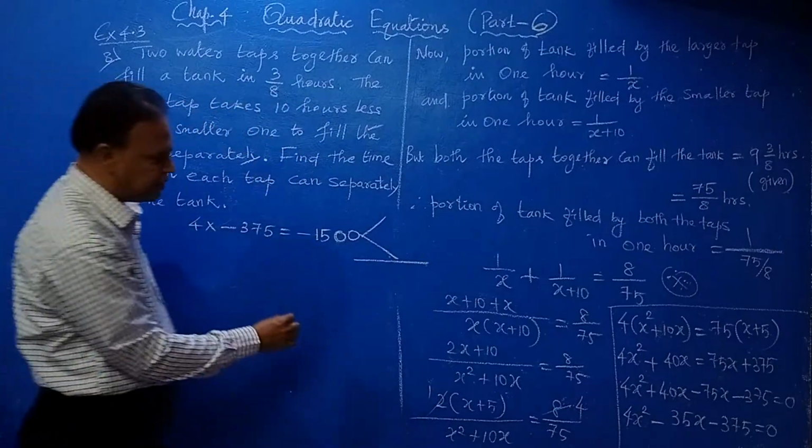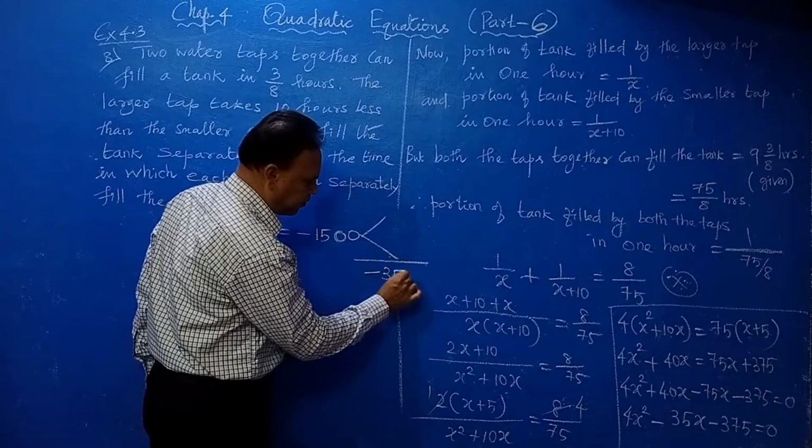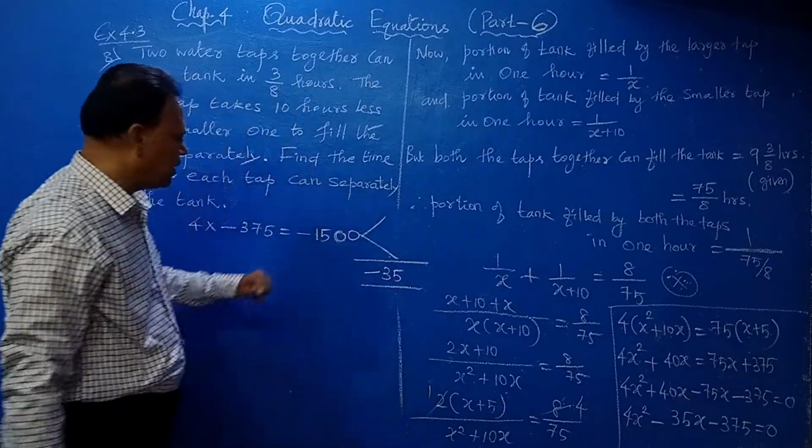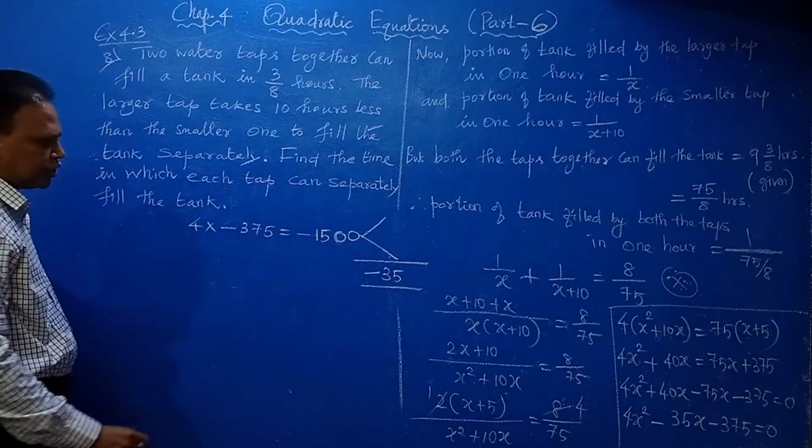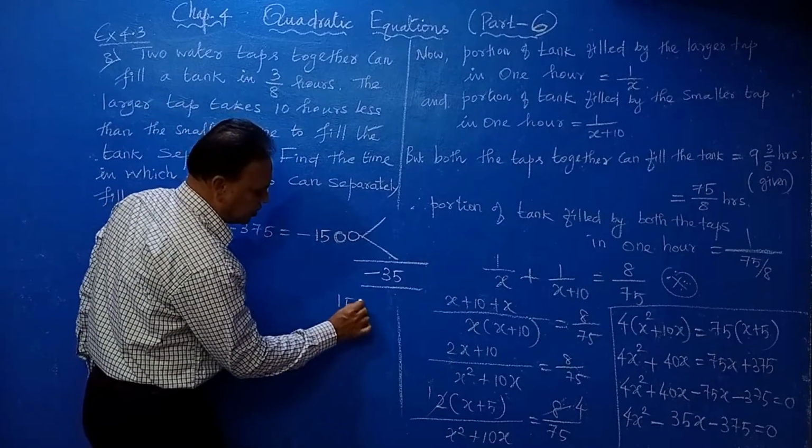The middle term, what is the middle? 35, minus 35. How to split into two factors? It means you have to do the factorization and see. Do and see.